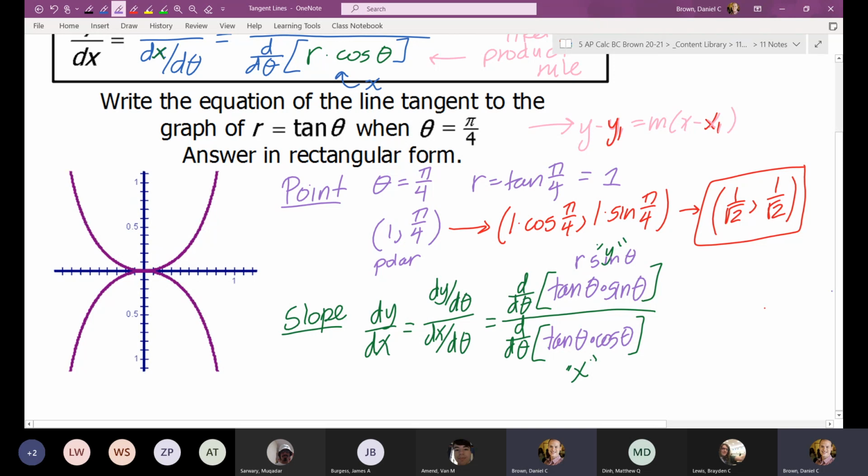Now, when you find the derivative, it often has to use the product rule, unless you're simplifying. So I would check to see if I can simplify just to save me some time. Are we going to be able to simplify tangent times sine nicely? Is anything going to cancel, basically?